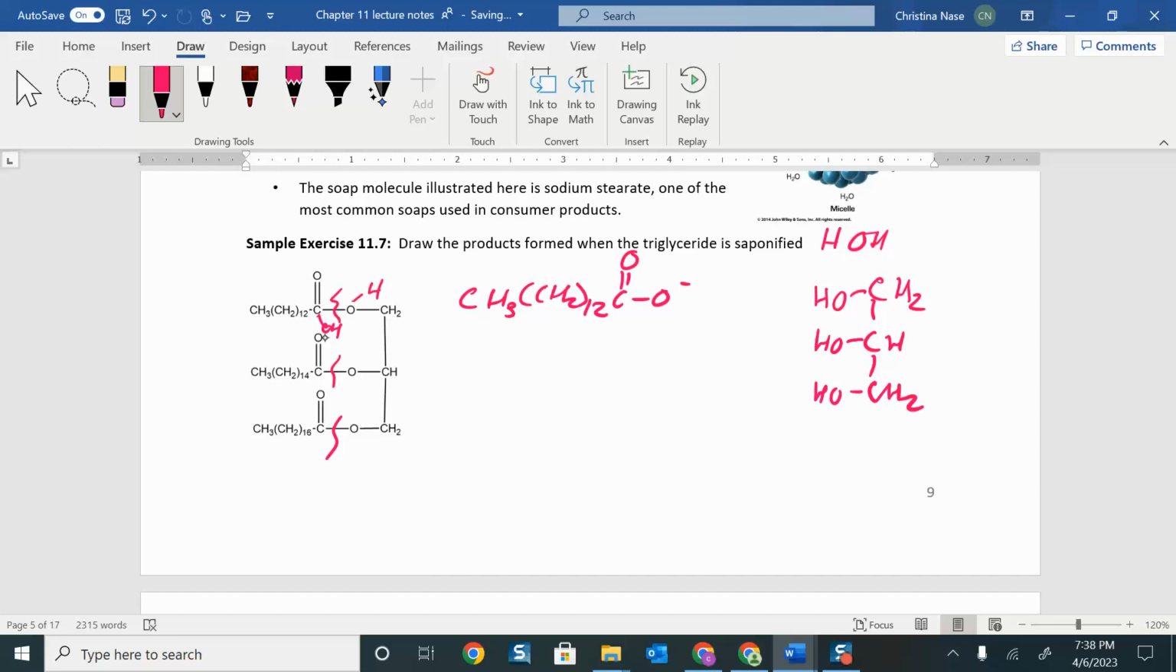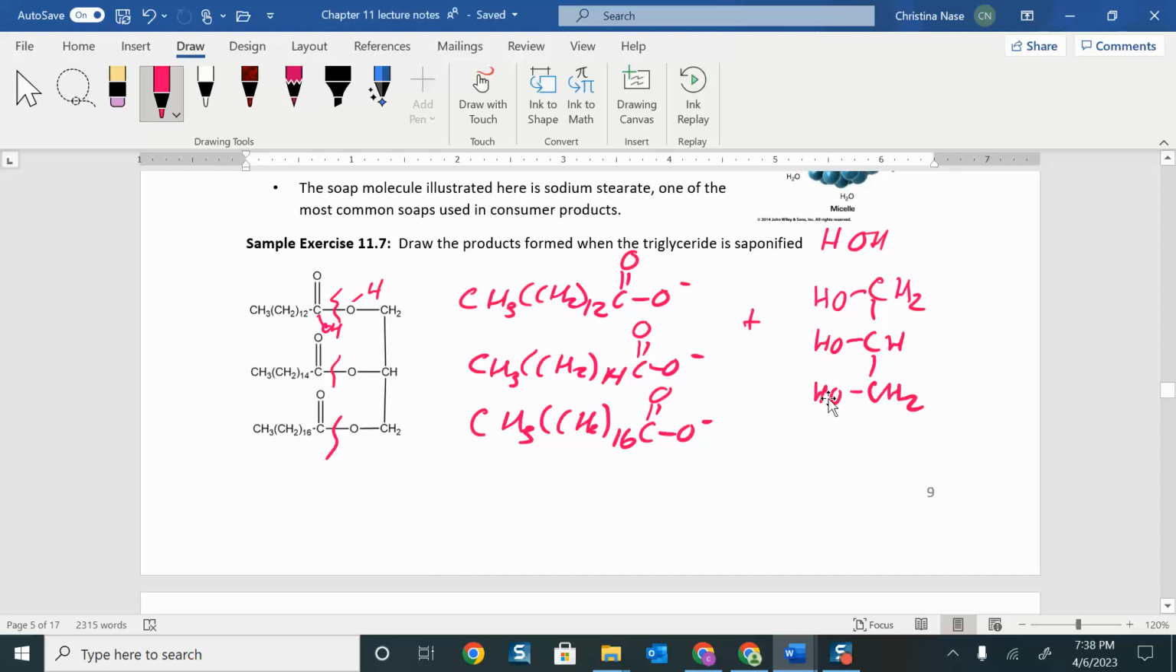Have this instead. Same thing here. I'll have CH3, CH2 14 with a C double bond O and an O minus, and CH3, CH2 16, C double bond O with an O minus. So I'm going to get those 3 conjugate bases of the carboxylic acids as well as the glycerol. Glycerol, these hydrogens are not pH dependent. They're always going to be there. It's an alcohol. The carboxylic acid is acidic, so under acidic conditions, the hydrogen will be there. Under basic conditions, it won't be there.